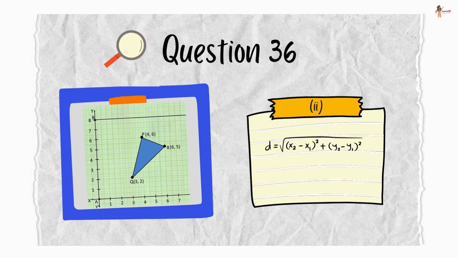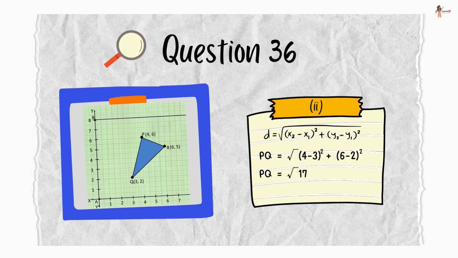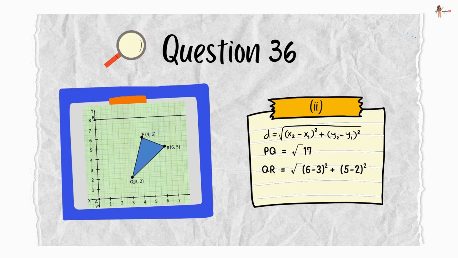Now distance is given by this formula. Substituting the given values, we get PQ is equal to square root of 17. Similarly, QR is equal to square root of 18. Although it is not asked, let's calculate PR also because it will be required for the last part of the question. So PR is equal to root 5.